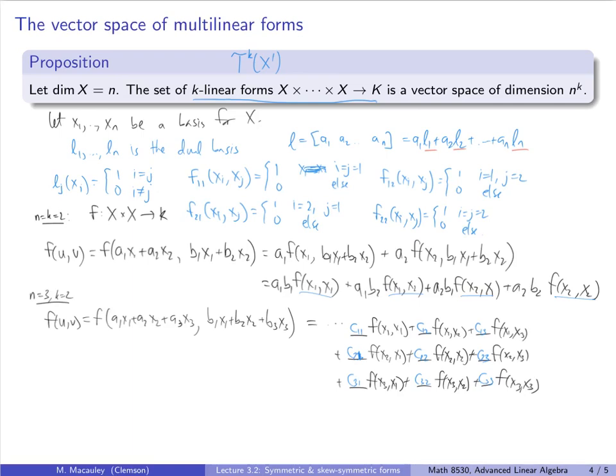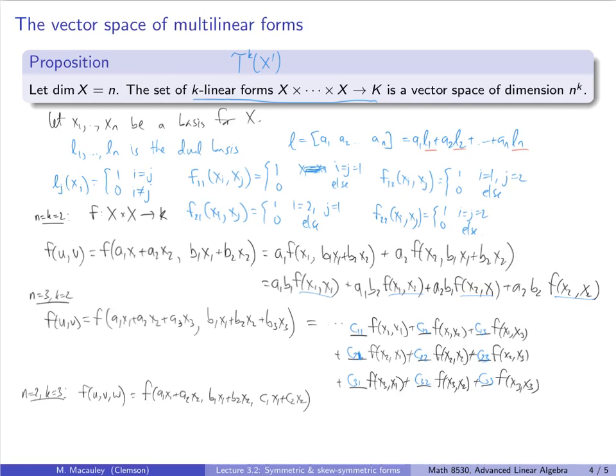Okay, so we'll do one more of these, and then I will write down the general formula. So if n equals 2 and k equals 3, now this is one where we have f of u, v, w. So this is going to be f of a1x1 plus a2x2, b1x1 plus b2x2, and c1x1 plus c2x2.